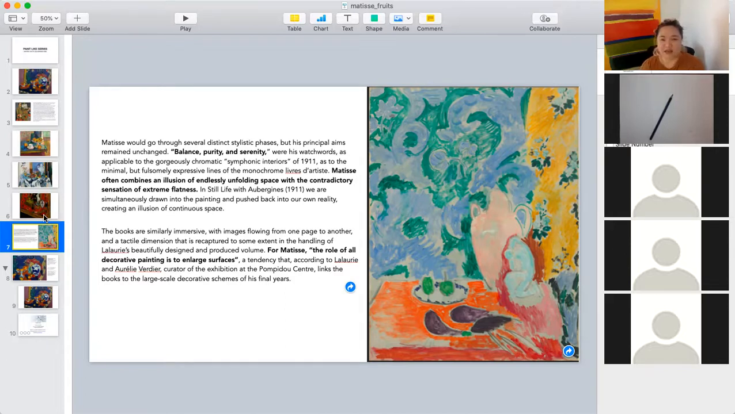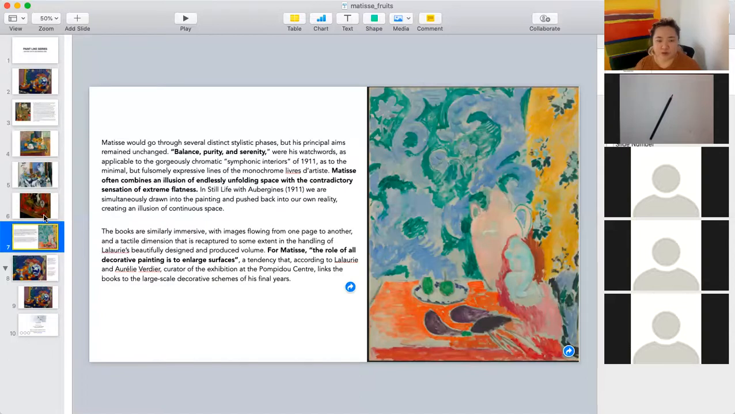And then he has that contradictory sensation of extreme flatness in his work. The work on the right is the still life with aubergines, i.e. eggplants. We're drawn into the painting and pushed back into our own reality, this author was saying, creating an illusion of continuous space. We don't know where it starts. We don't know where it ends. It's up to our own interpretation.